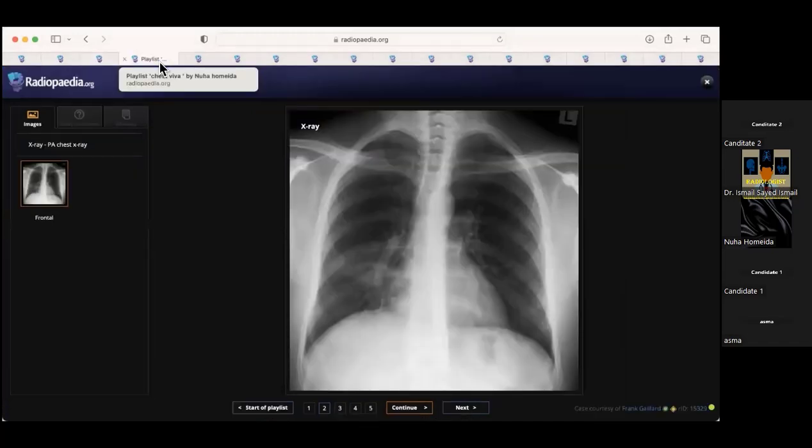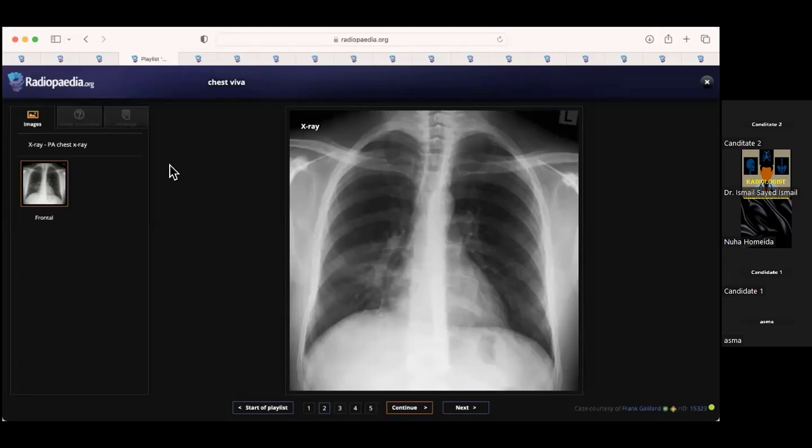This is the next case, and that's an adult patient, a young adult patient who presented with shortness of breath. Okay, this is a frontal chest radiograph of an adult patient who presented with shortness of breath, where you can see there is a tubular opacity, which I can see is parallel to the right cardiac border. I can see also there is increased density at the left retrocardiac region.